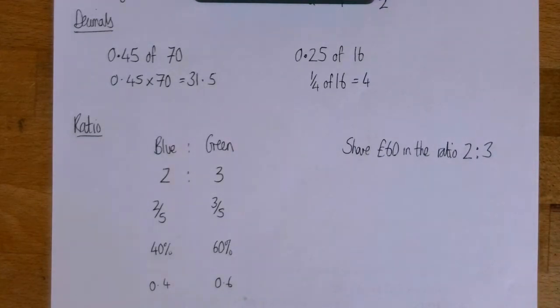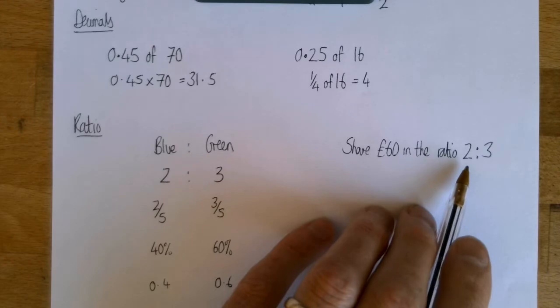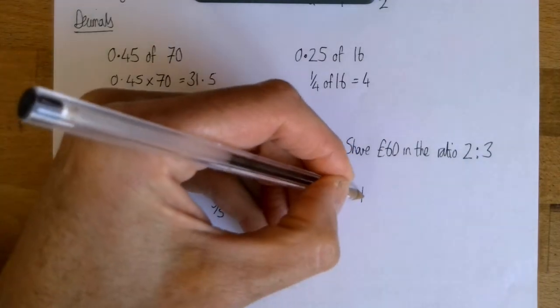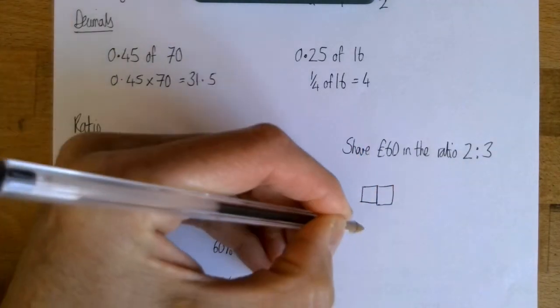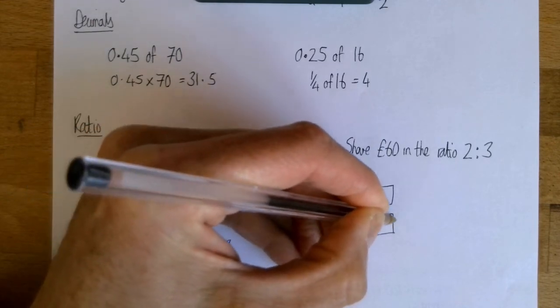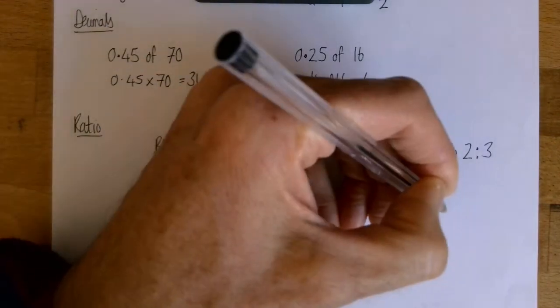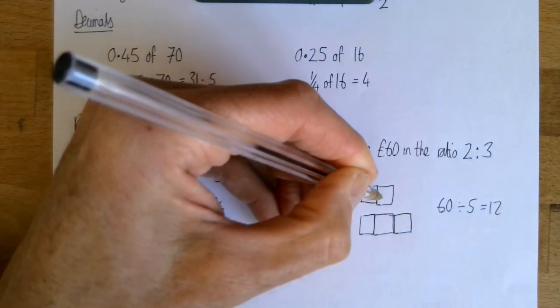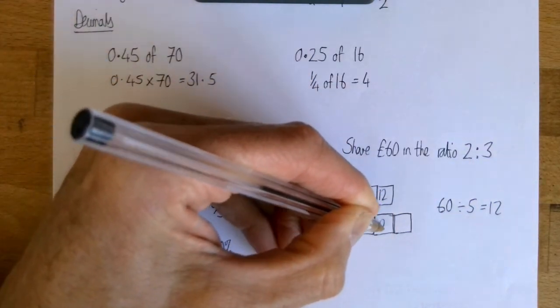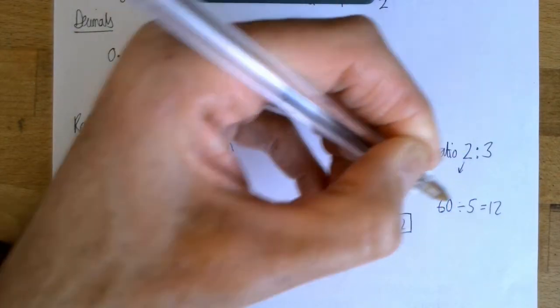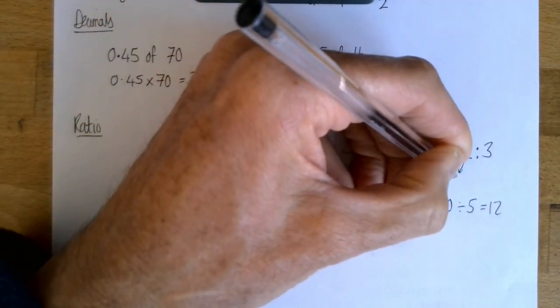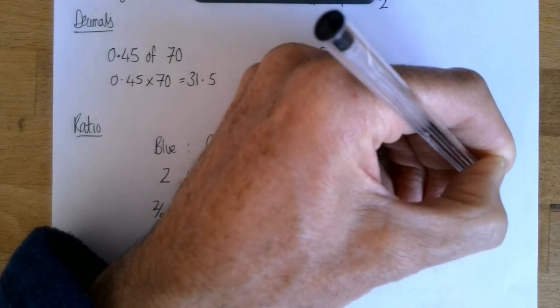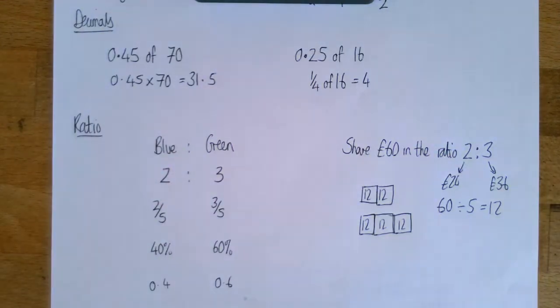So if we're sharing 60 in the ratio 2:3, that means one person's getting 2 shares and another person's getting 3 shares. So that's 5 shares altogether. So 60 divided by 5 is 12. So each of those shares is worth 12. So that means this person's getting £24 and this person's getting £36. So I'm hoping all I'm doing here is just jogging your memory for the stuff that we've done quite recently.